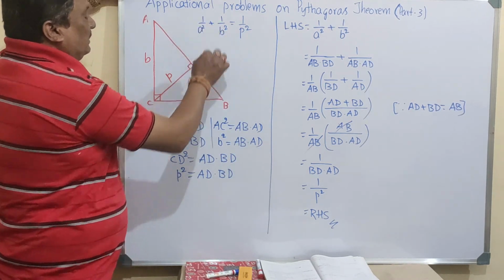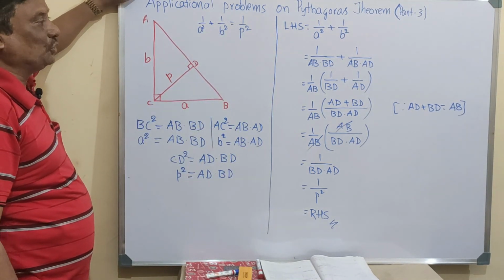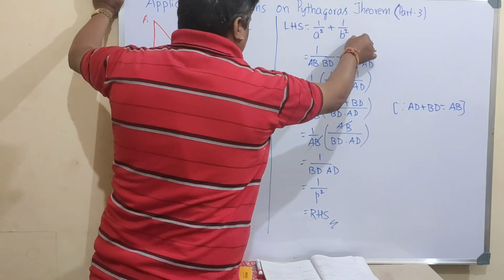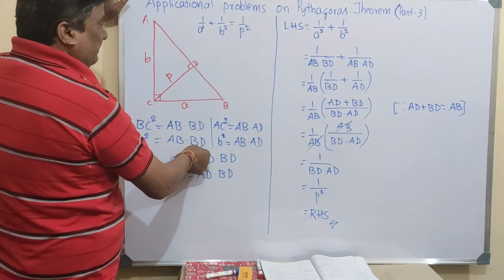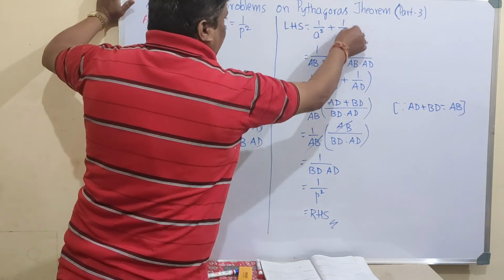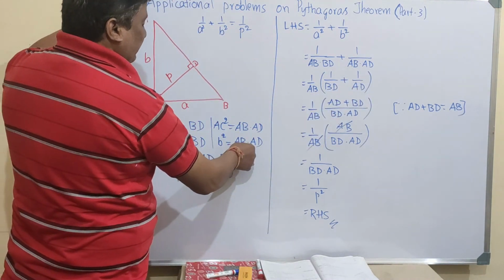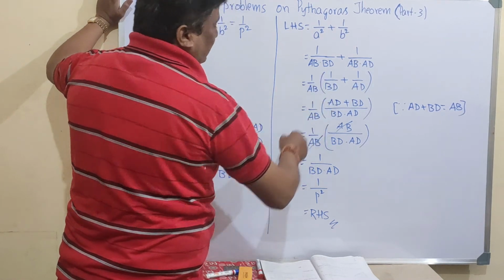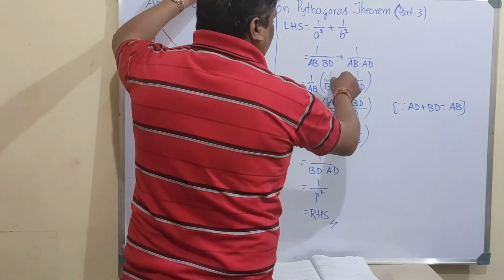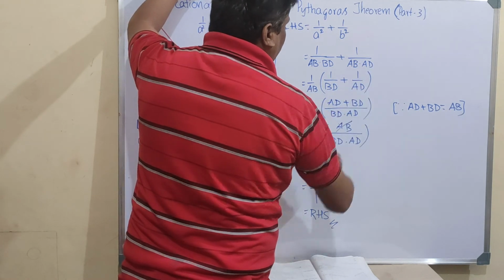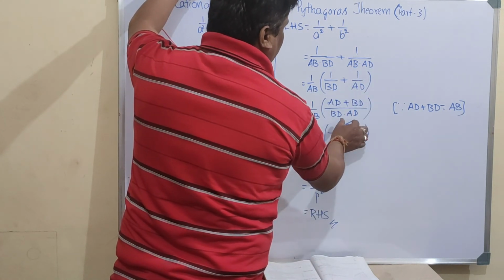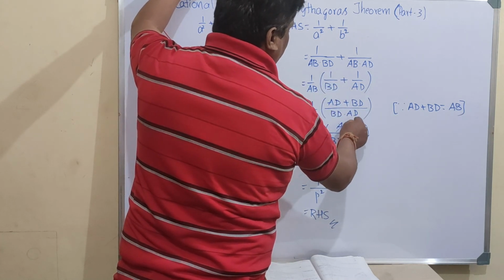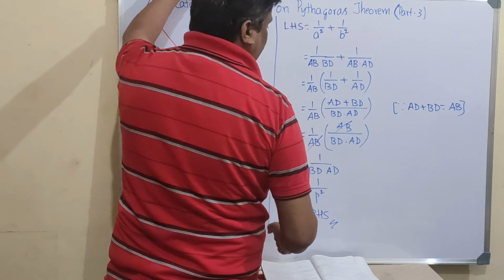Now what do we want to prove? That is 1 by A square plus 1 by B square is equal to 1 by P square. Taking 1 by A square plus 1 by B square, for A square we can write AB into BD, and plus 1 by B square, that is AB into AD. Here is AB and here is AB, so we can take 1 by AB as common. Then remains 1 by BD plus 1 by AD. Here BD into AD is taken as LCM. So BD gets cancelled, AD into 1 is AD. Similarly, we will get BD also.